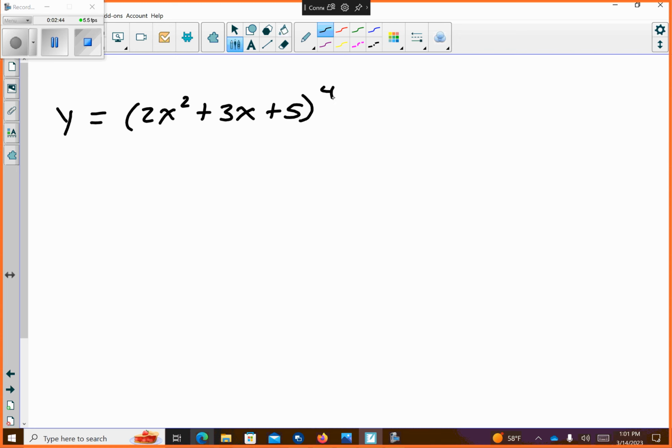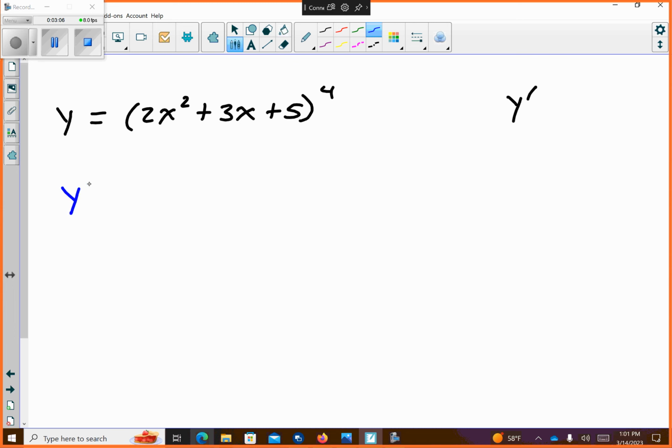And we want to find y prime. We want to find the derivative of this. Now, the problem with finding the derivative of this, if I didn't have the parentheses and the quantity raised to the 4th power, I could find the inside derivative real easily, saying it's 4x plus 3. But I threw a little bit of a wrench into the game.